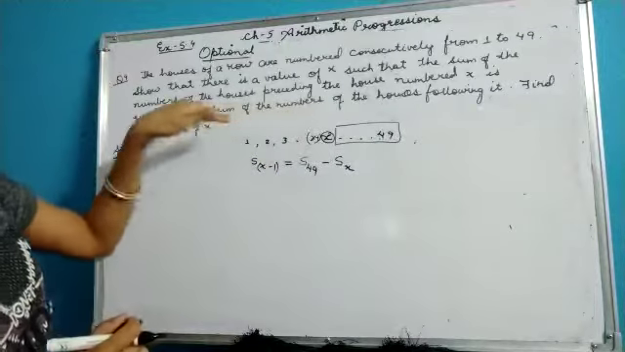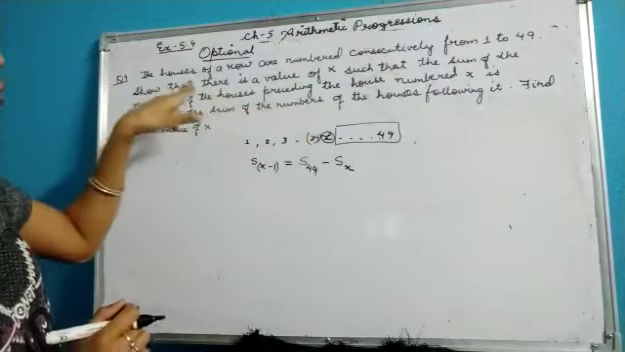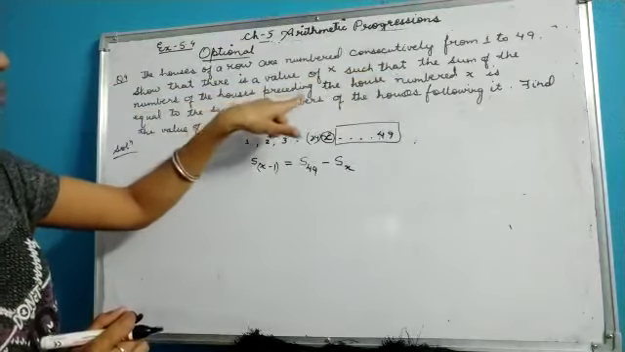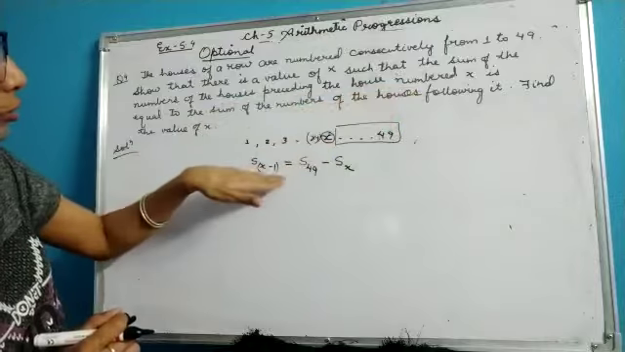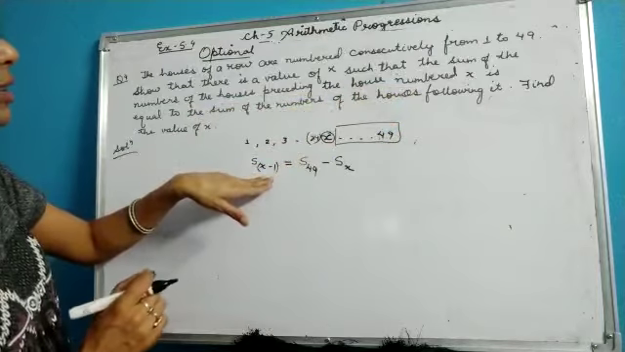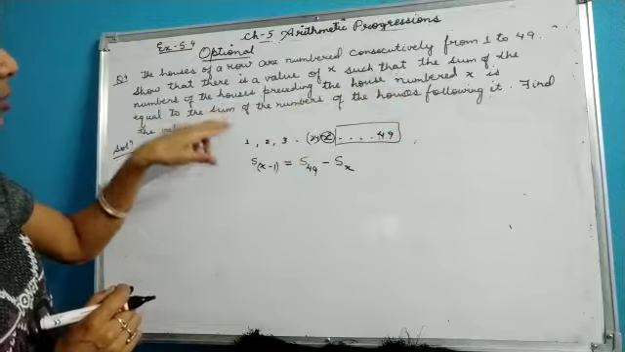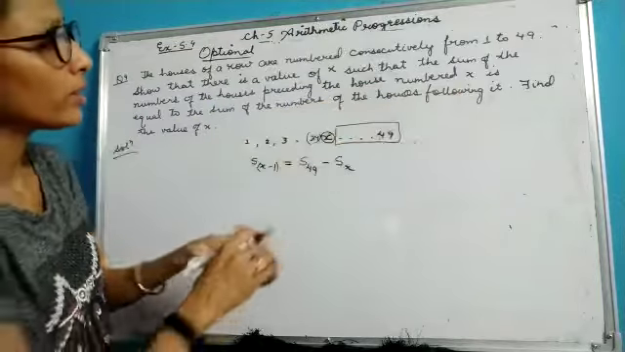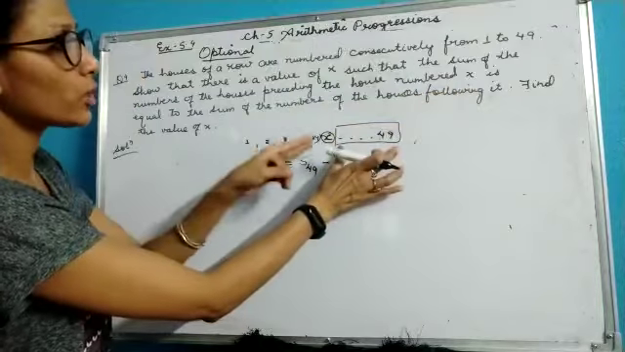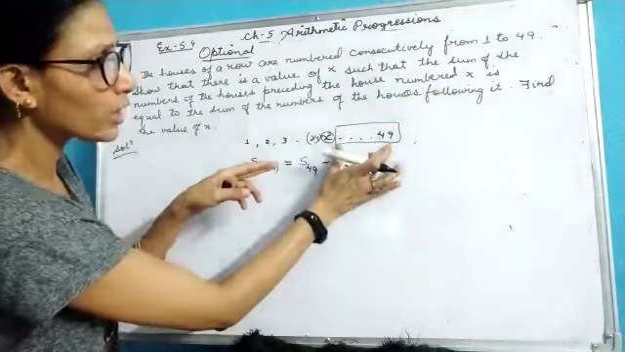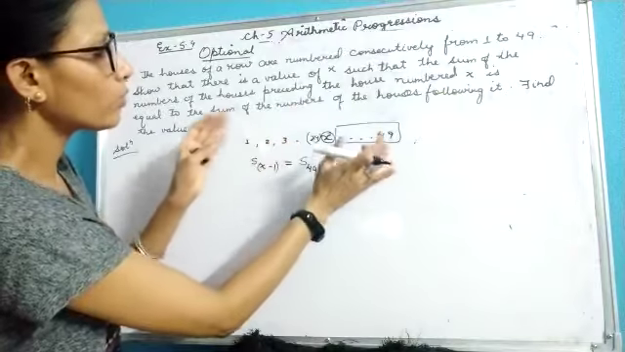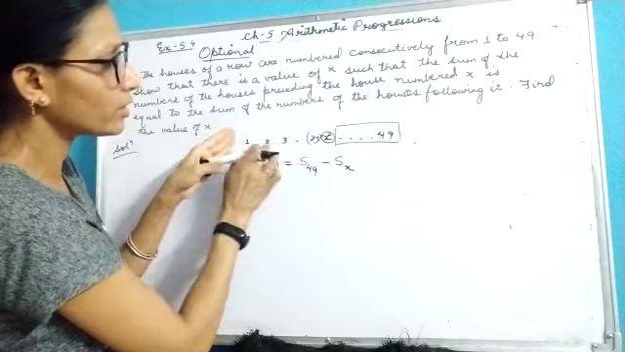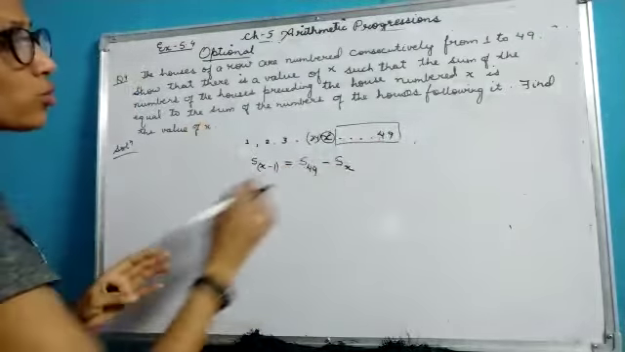Here, what is said in the question? Show that there is a value of x such that the sum of the numbers of the houses preceding the house numbered x is equal to the sum of the numbers of the houses following it. So these are the houses which are following x, and I need to calculate the sum of this. For this I am taking the sum of all the houses and subtracting this, so I will be left with this. So these two are equal.